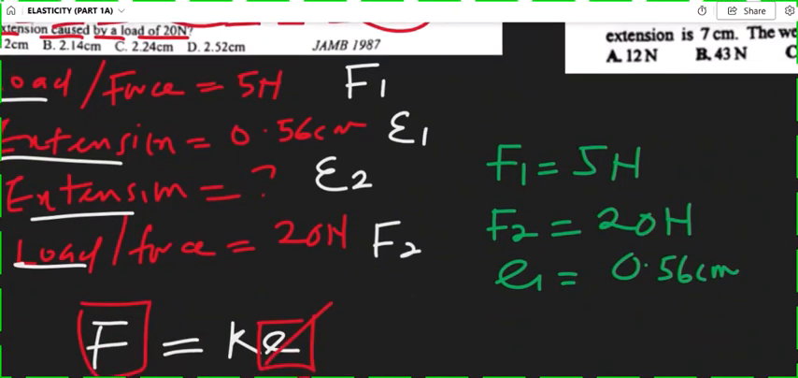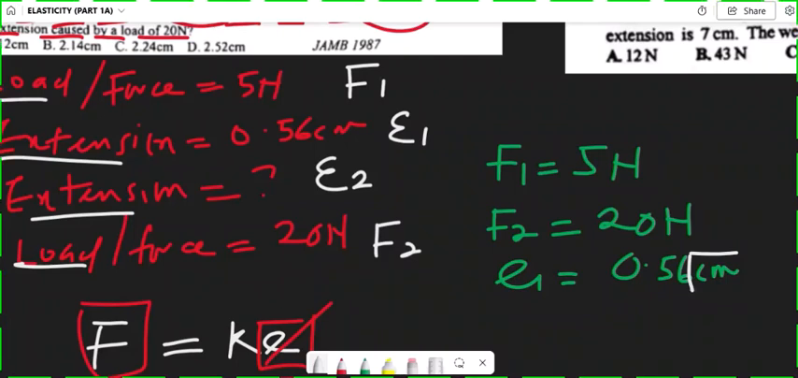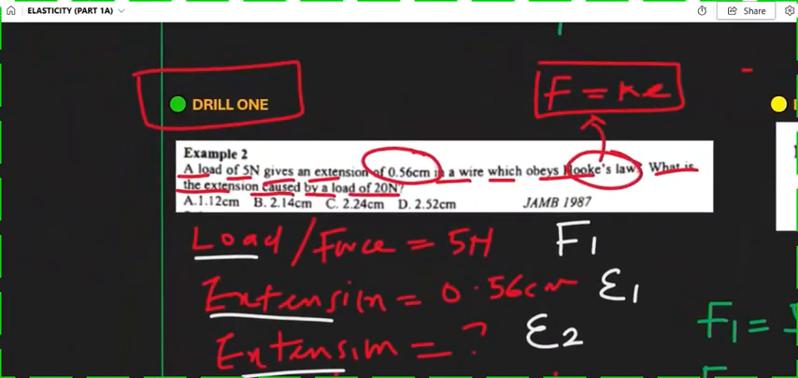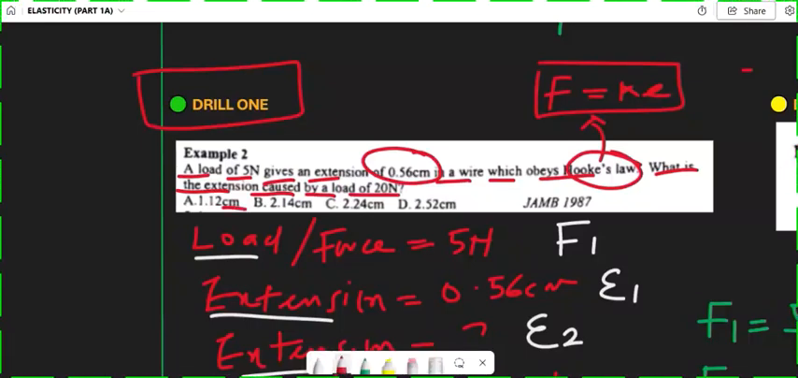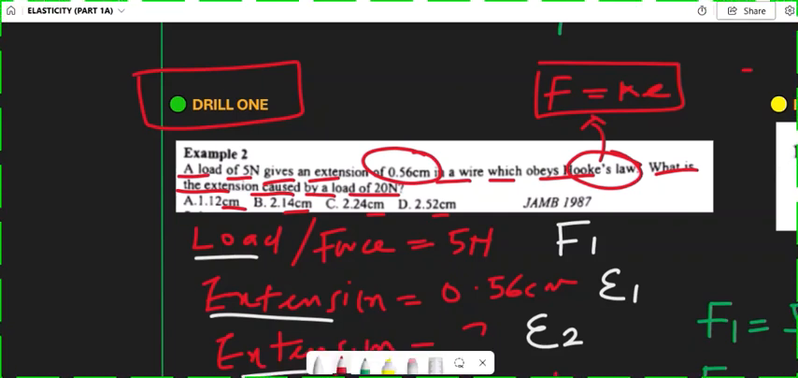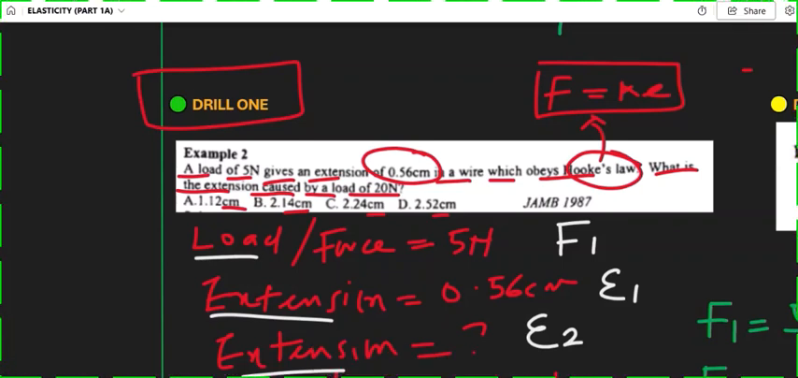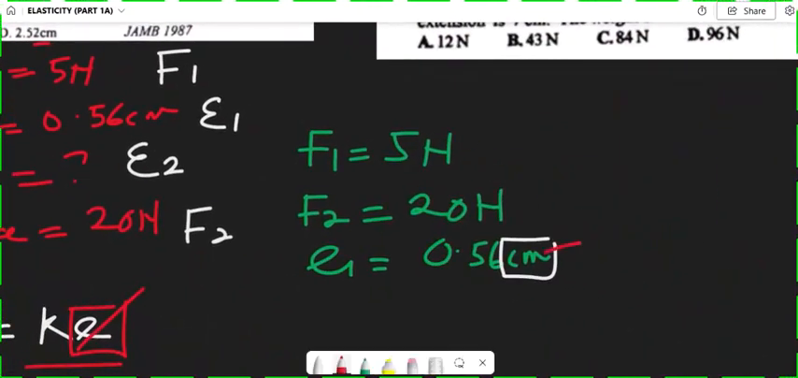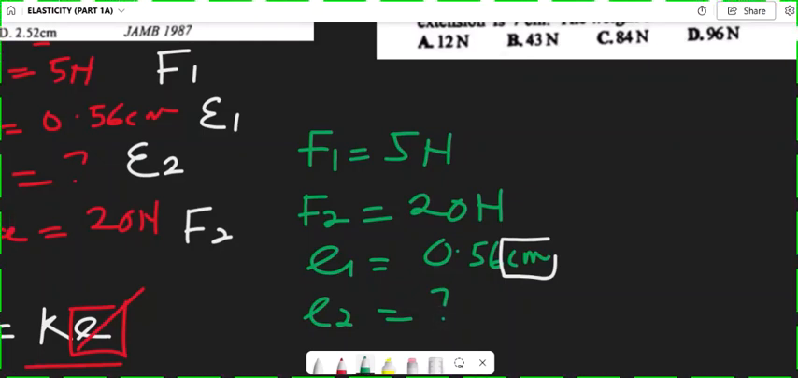Now, you might be asking me, okay, why didn't I convert this to meter? The reason is that if you observe, our answer in this case is left in form of centimeter. So I don't need to bother changing that to meter. You get it? Because the answer is left as centimeter. Had it been the answer is left as meter, I would have made sure I convert this to meter. But since the answer is not left in meter, I don't need to convert that. So we are given our E1 as 0.56 centimeter. Then our E2, which is the other extension, is what we have to look for.